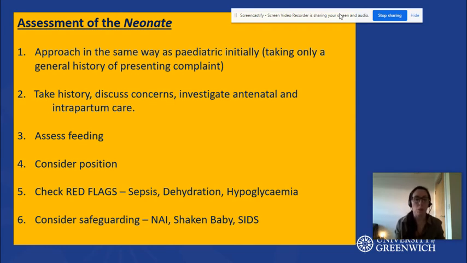Lastly, as always, we are going to be considering safeguarding. So if this is your OSCE, I don't want you just saying, I would consider safeguarding. I want you talking about all of these things. So hopefully we'll get practice in this when we do our neonate session. But for now, let's crack on.